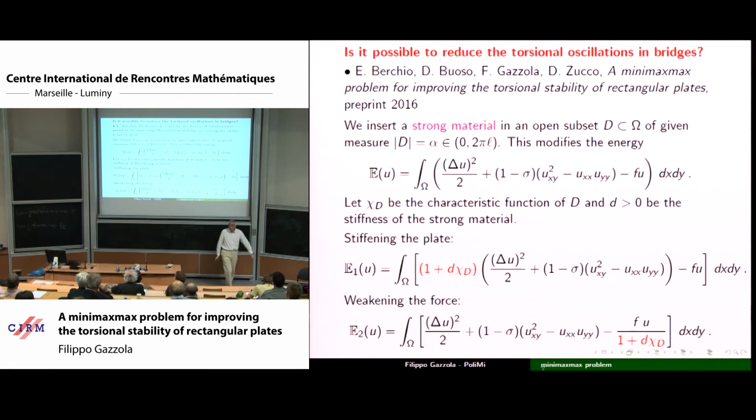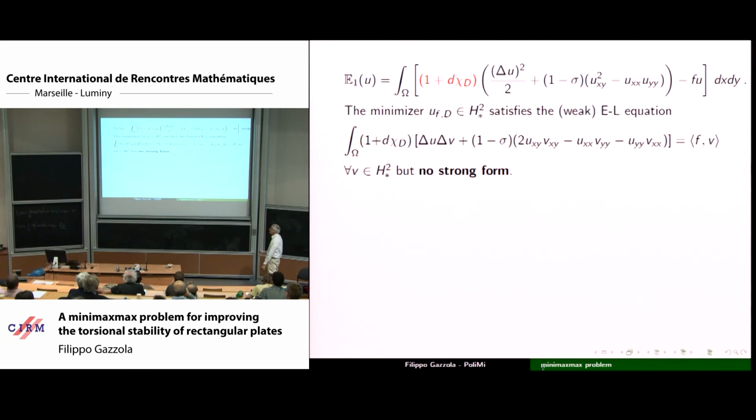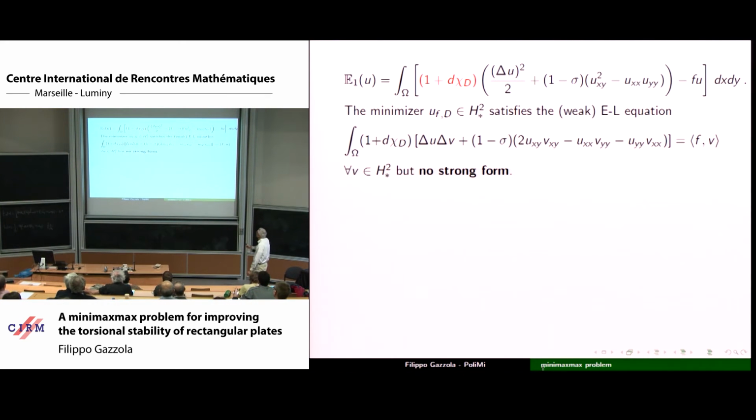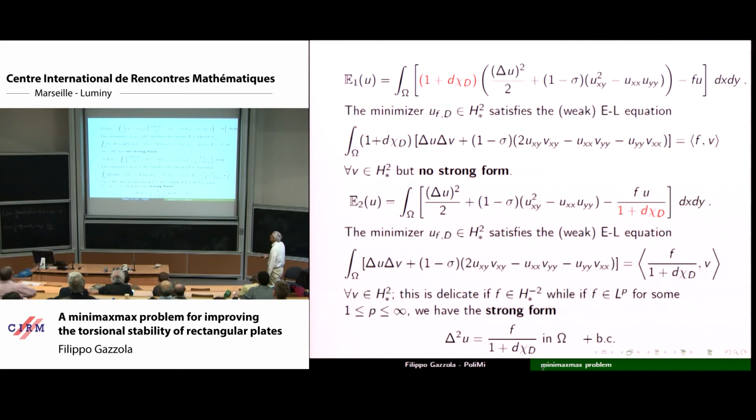From a mathematical point of view, the difference is very subtle, because for the first one, E1, if you put this term here, then of course you have a weak solution straightforwardly, when you look for a minimizer, you have a weak form of this equation, but you have no strong solution because you cannot integrate by parts. There is a discontinuity in this term. On the other hand, if you take the other functional, you have trouble with the weak form if you take f in H minus 2, because you have to divide this f in H minus 2 by a discontinuous function. So roughly speaking, in the case of E1, we have no strong form. In the case of E2, we have no weak form.